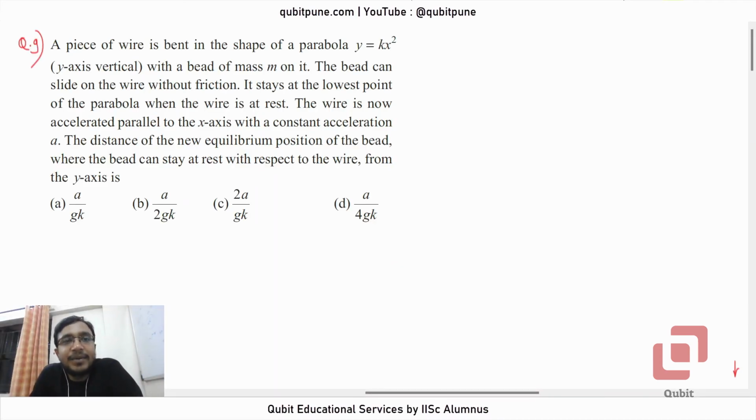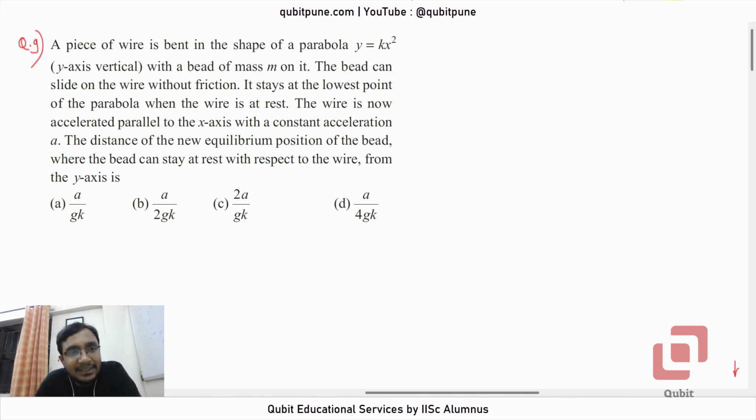A piece of wire is bent in the shape of a parabola y equal to kx squared, y-axis vertical, with a bead of mass m on it. Bead is like a small object that can slide on the wire. The bead can slide on the wire without friction. It stays at the lowest point of the parabola when the wire is at rest.